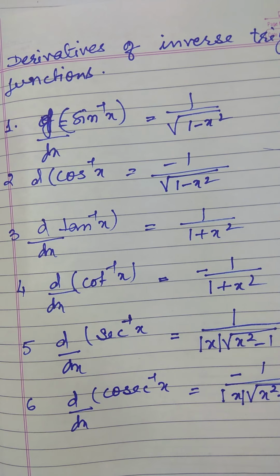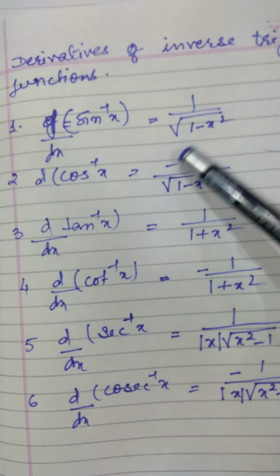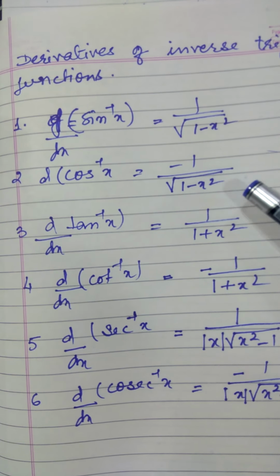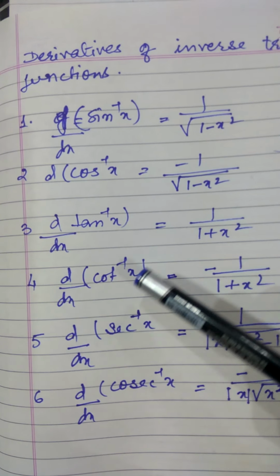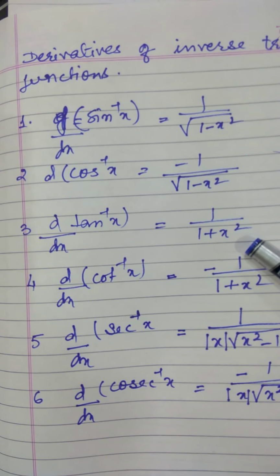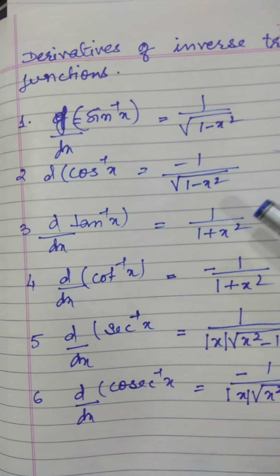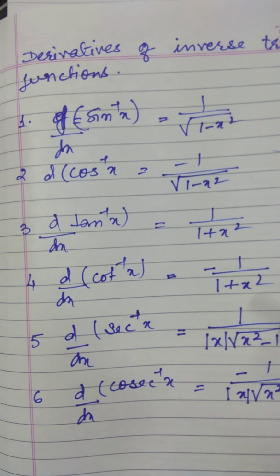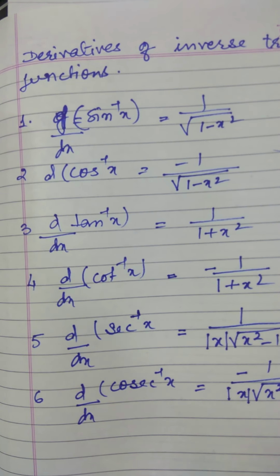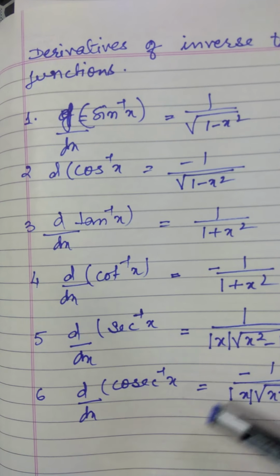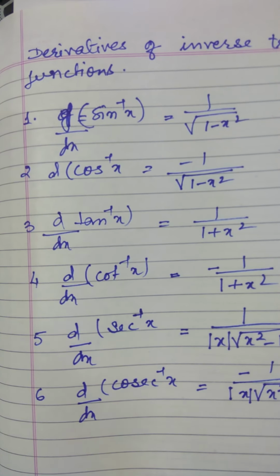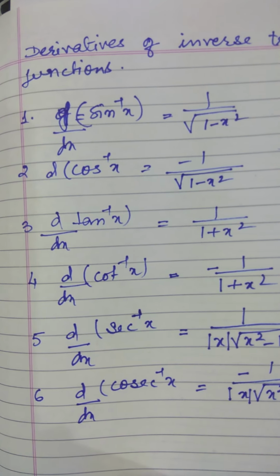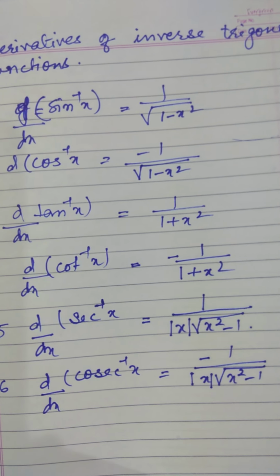Here is the summary. The derivative of sine inverse x is 1 upon root 1 minus x square. The derivative of cos inverse x is minus 1 upon root 1 minus x square. The derivative of tan inverse x is 1 upon 1 plus x square. The derivative of cot inverse x is minus 1 upon 1 plus x square. The derivative of sec inverse x is 1 upon x root x square minus 1. And the derivative of cosec inverse x is minus 1 upon x root x square minus 1. So these are the derivatives of inverse trigonometric functions.